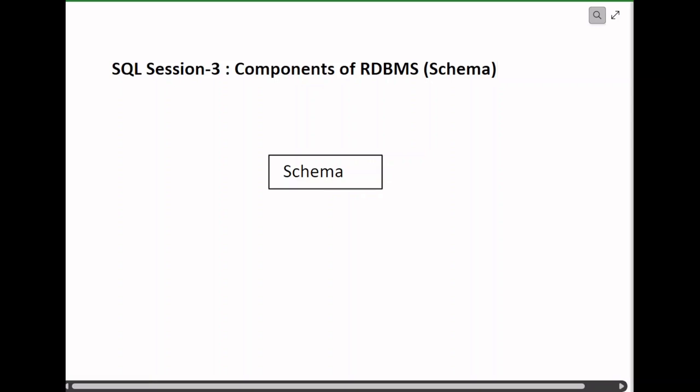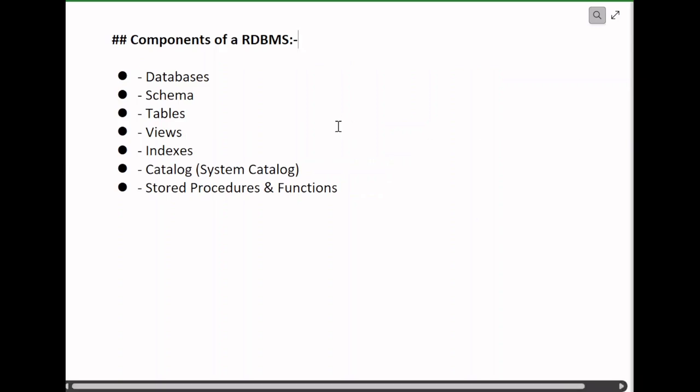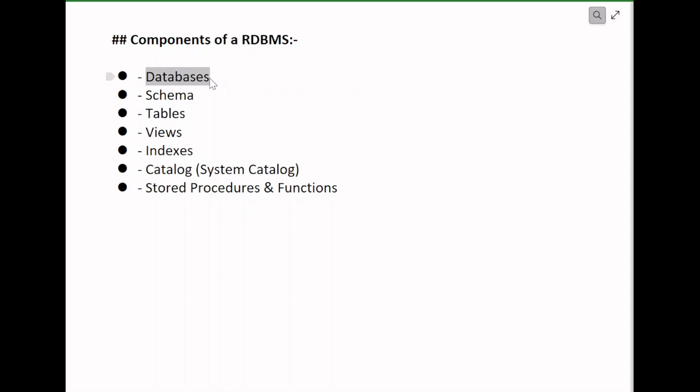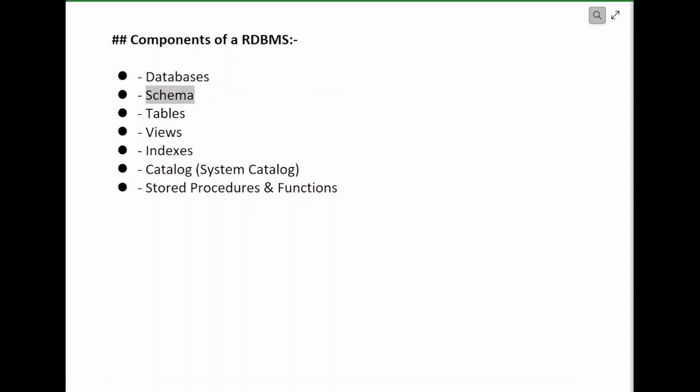Hello everyone, welcome back. In this video, we are going to see the next component of an RDBMS, which is a schema. In the previous video, we have seen the list of important RDBMS components or objects. The first object we have seen is the database. We have seen how a database is created, how it is dropped, and what the use of a database is. Now let's talk about the schema.